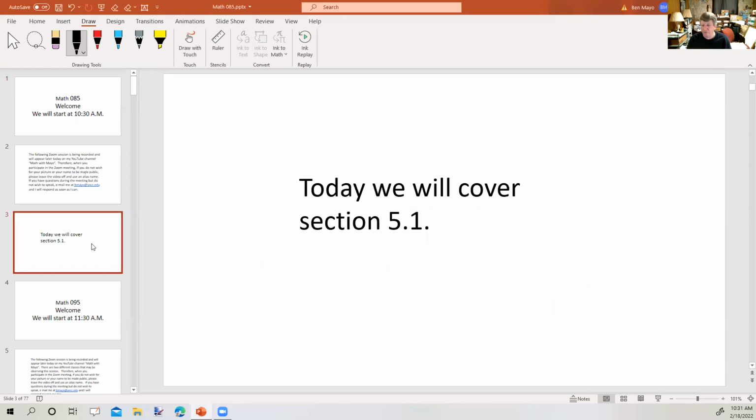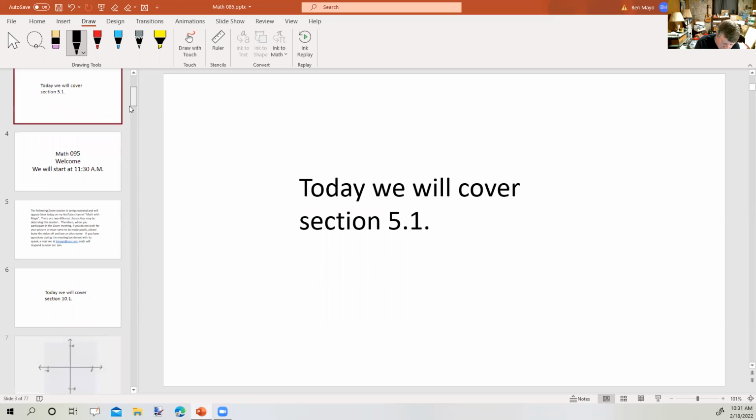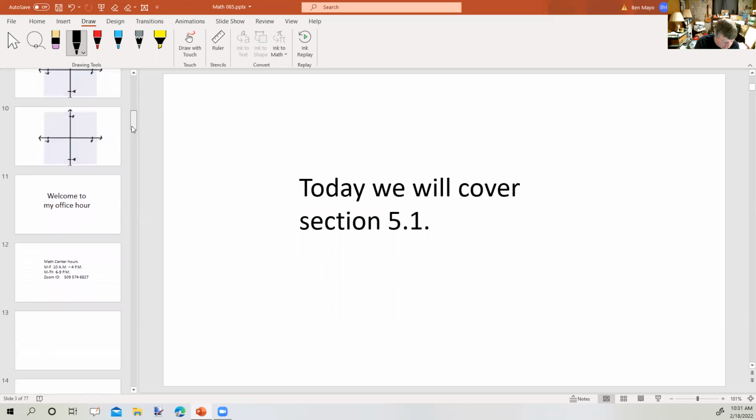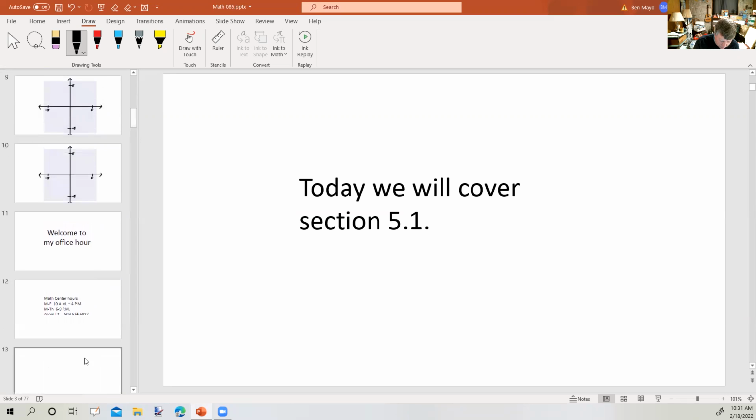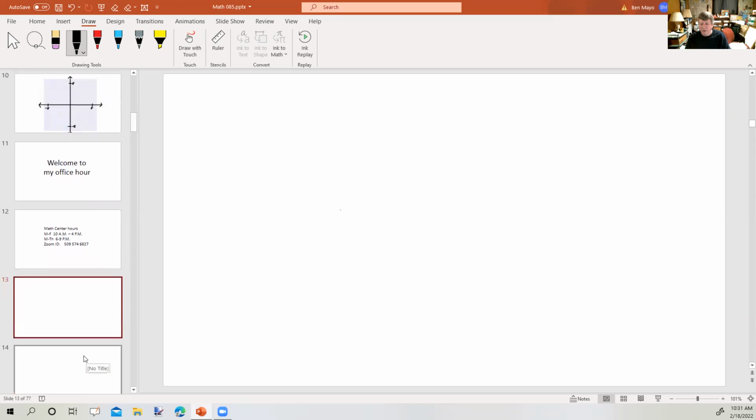So today we start the final chapter of Math 85, which is chapter 5. And today we're going to look at section 5.1, which has to do with rules for exponents. There are some patterns that we can look at and then establish from there some rules that are shortcuts that we can use when dealing with exponents.